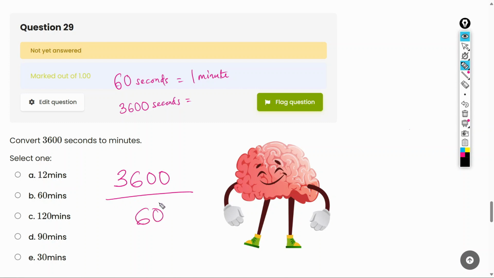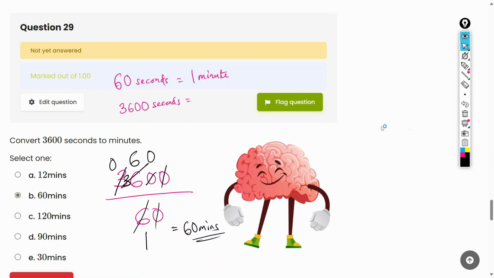We can start out by cancelling our zeros, which is the same thing as dividing by 10. Then we can divide by 6. 6 into 6 is 1. 6 into 3 is 0, carry 3, 36. 6 into 36 is 6. 6 into 0 is 0. So that is 60 minutes. So it means that 3,600 seconds will give us 60 minutes or 1 hour.